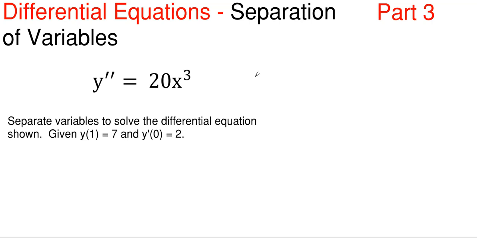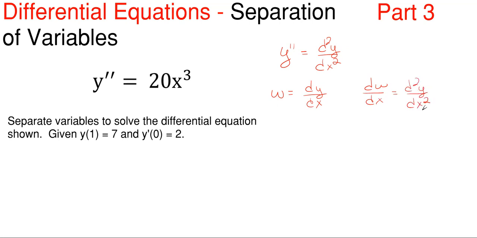So let's assign a few items here. When you have y with the two tick marks, that means you are a second order differential equation, which means you are d squared y over dx squared. You are the second derivative of y with respect to x. So let's define w as the first order derivative, dy dx. When we assign this variable w, that means the derivative of w with respect to x is equal to the second derivative of y with respect to x.